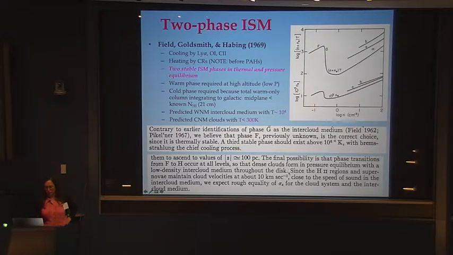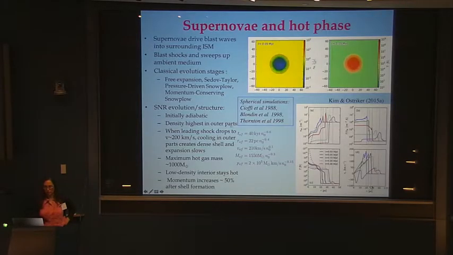Okay, and so they also argued that there should be different phases at every height, not at the highest heights because the pressure is too low, but at most heights within the galaxy. Okay, but there's actually a third phase, and the reason there's a third phase is because of supernovae. And supernovae, as shown here in this simulation, drive blast waves into the surrounding interstellar medium.